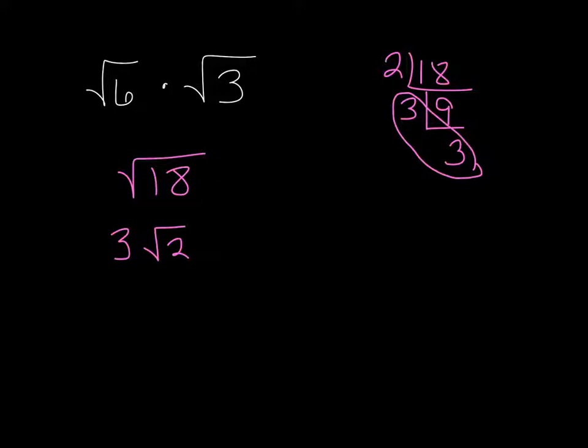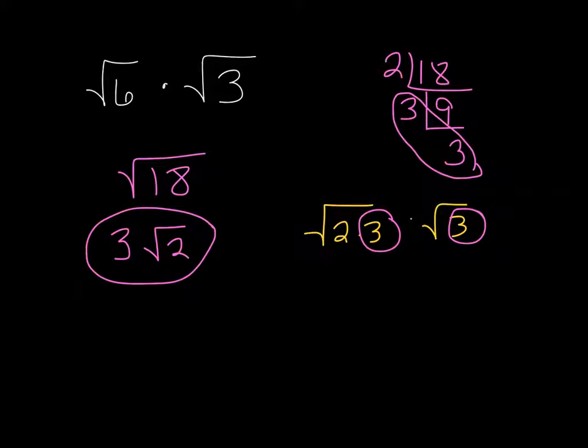Another way you could look at it is to break it down first. 6 is actually 2 times 3, and then you have times radical 3. And then you can see right here the pairs of 3 that come out. Either way you look at it, you get 3 radical 2.